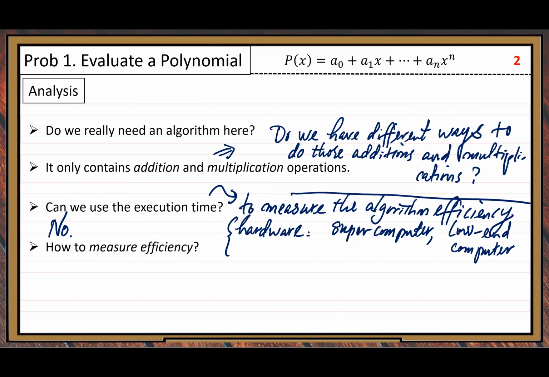So definitely if you use execution time, you cannot describe the efficiency of a particular algorithm in a fair way, right? It's not a fair way. If you use a supercomputer, you have an advantage over that low-end computer. It's not a fair way, right? That's the hardware side. How about the software side?